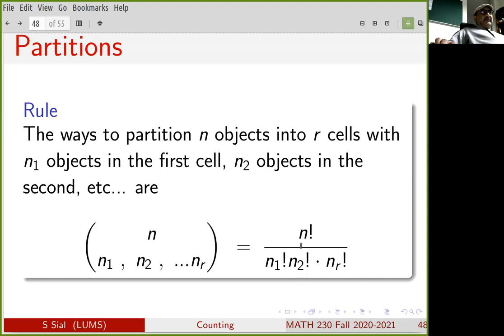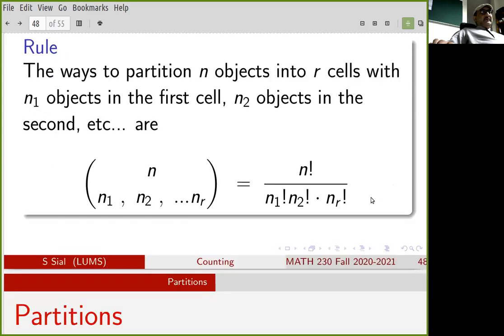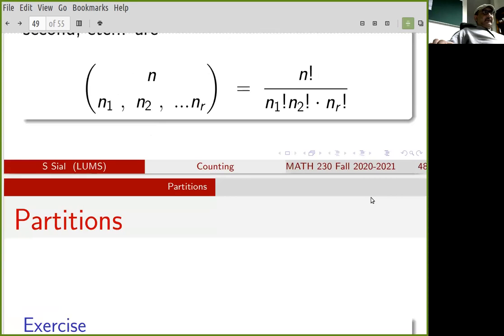So if you have n objects which are to be partitioned into r cells, with ni in the ith cell, in which ordering doesn't matter, then the number of ways of doing this is n factorial divided by n1 factorial, n2 factorial, up to nr factorial.